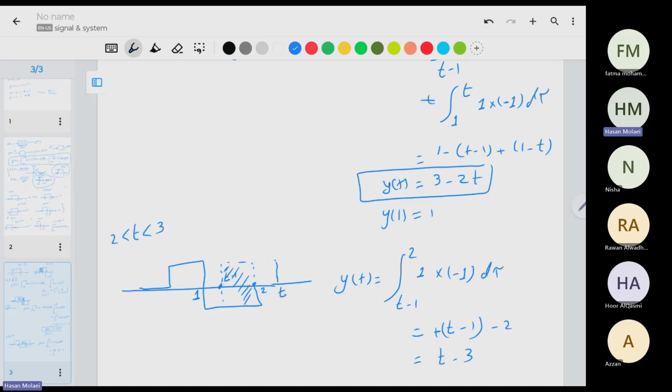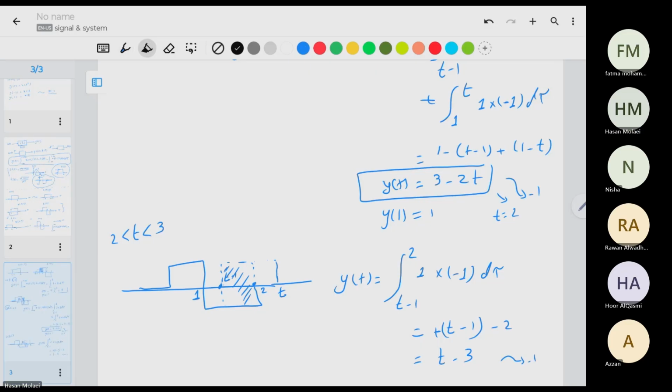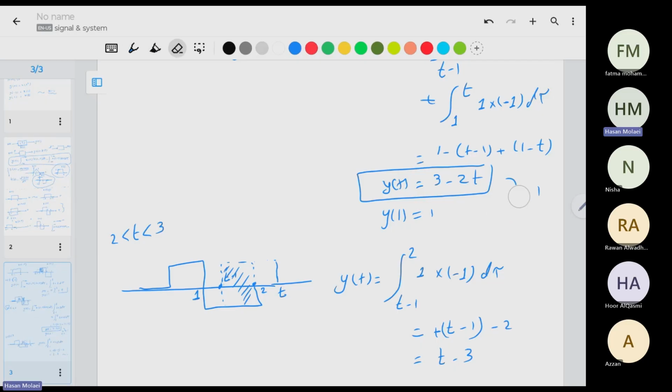Am I correct? But at the border, if I write t equal to 2, yes, correct. Both minus 1. If I replace t by 2, this one would be minus 1. Here, again, minus 1. That's correct. I was checking the border at the beginning. I thought they are not the same.